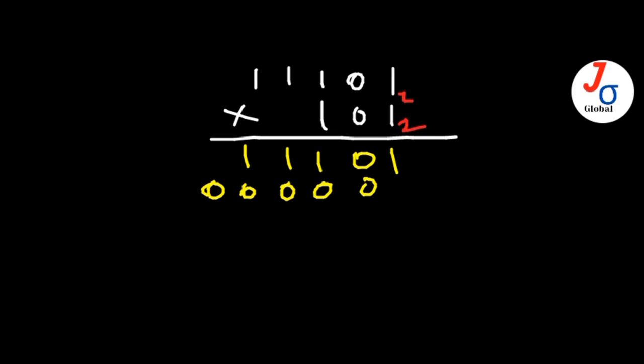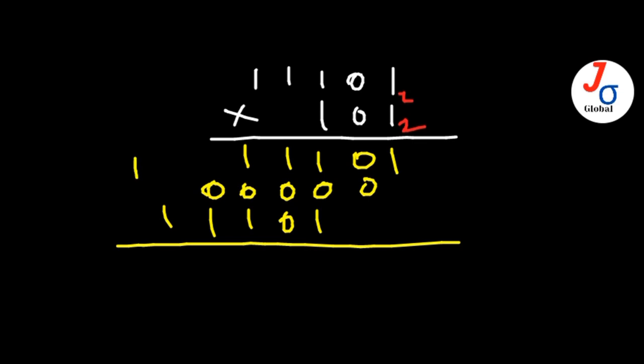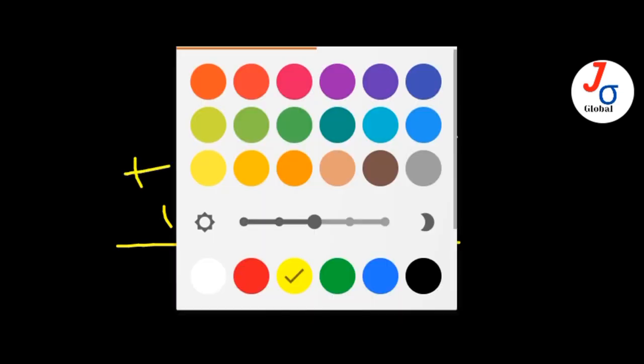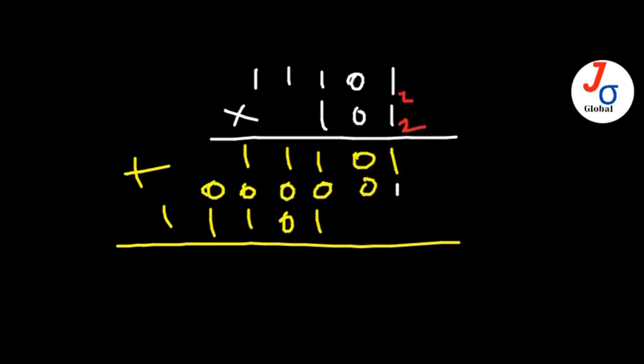So 1 multiplied by 1, you have 1. 1 multiplied by 0, you have 0. And 1 multiplied by 1, what you get is 1. 1 multiplied by 1, you get 1. And 1 multiplied by 1, you get 1. Okay, good. So let me add this up together. All right, so I bring this down.